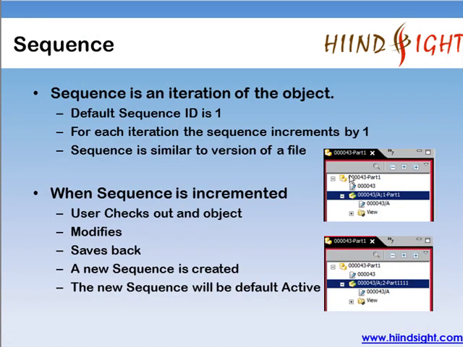Sequence. Sequence is a concept inside Teamcenter which tracks iterations made to an object. Whenever a user checks out an object and modifies and checks in back, a new sequence ID is created. And the latest sequence ID is by default the active object inside Teamcenter, which we can use for any further changes. Sequence is similar to versions of a dataset. We will also understand what versions are in our next session.